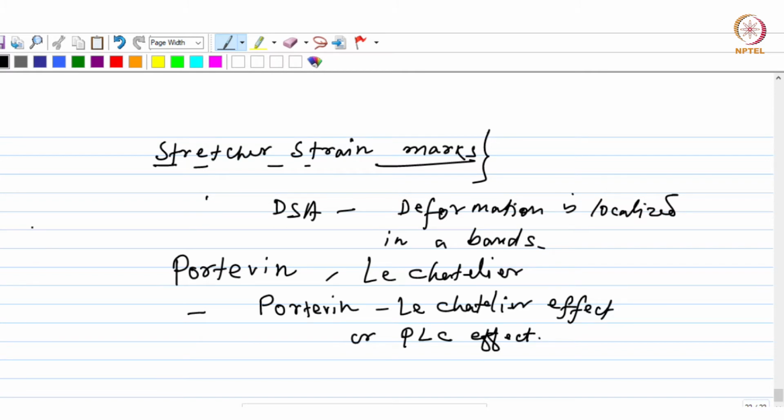If you have a tensile specimen, for example, the occurrence of DSA would lead to the formation of such bands where the deformation is localized. During the deformation, this band will propagate along the gauge length.